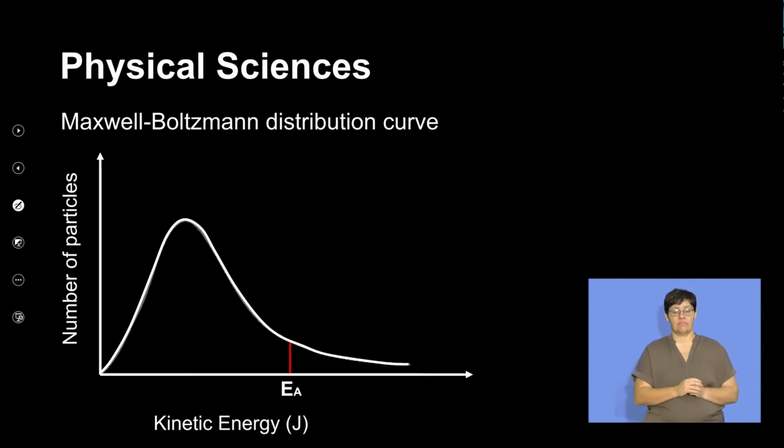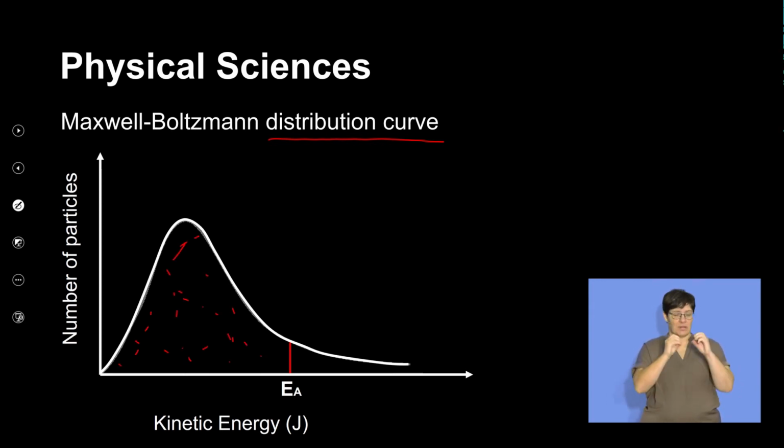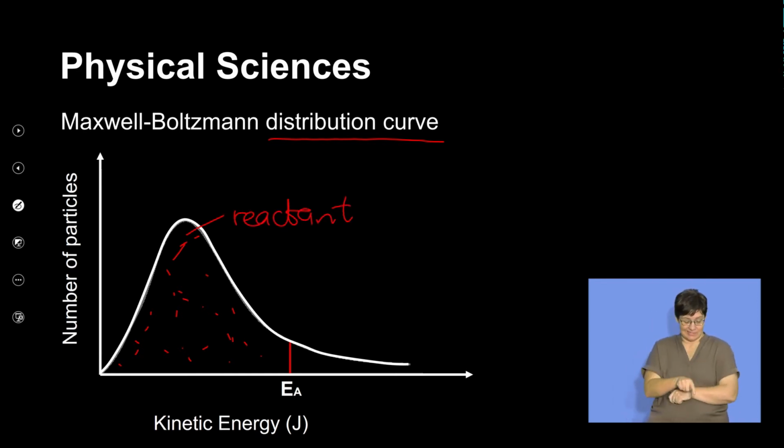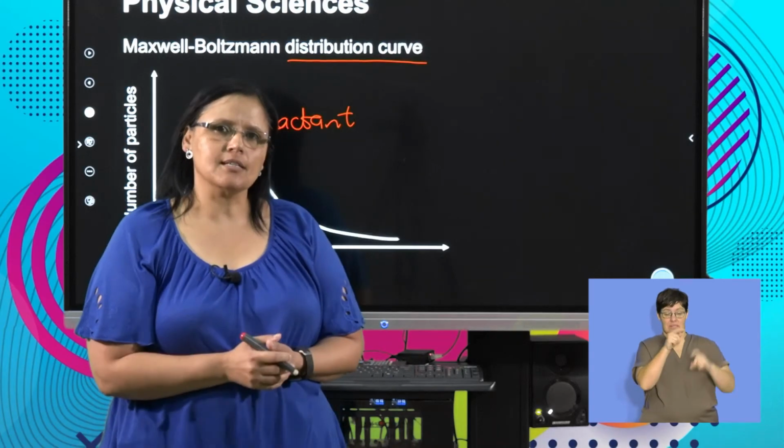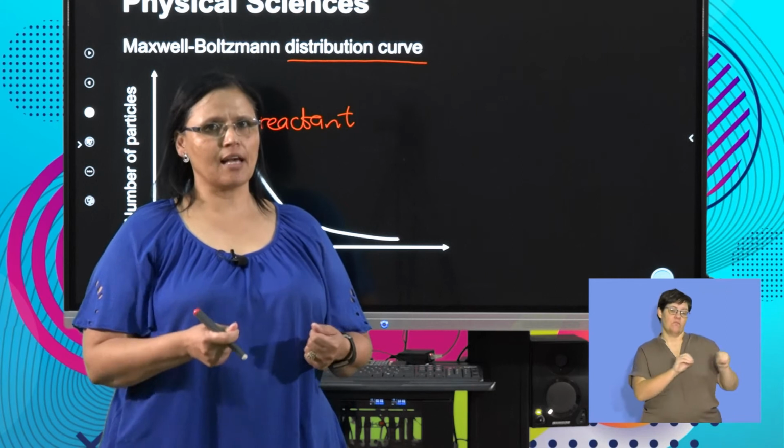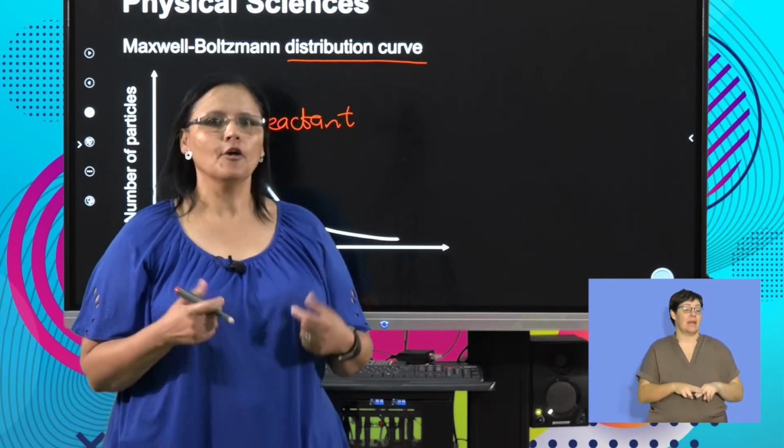The distribution curve that we're going to use on a sub-micro level linked to the collision theory is the Maxwell-Boltzmann distribution curve. Now the curve looks like this, and as you can see, it shows all the particles, and this is not just particles, this is actually our reactant particles that now move. Remember, the particle theory says all matter is made up of particles, and these particles remain in constant motion, and that motion is determined by your temperature.